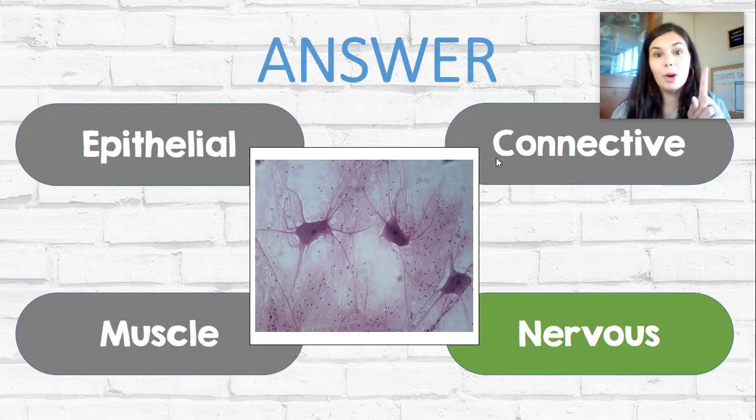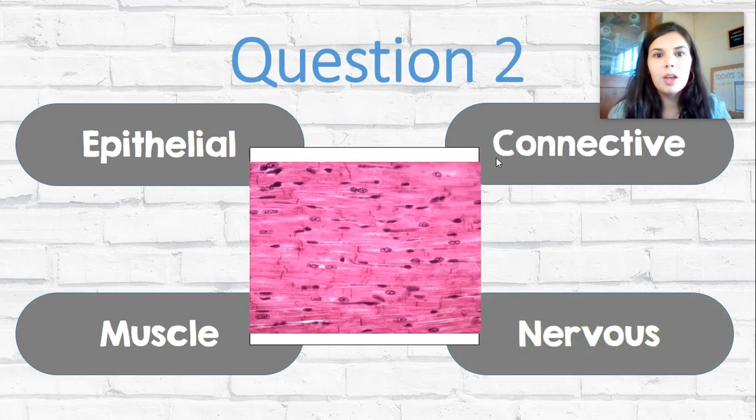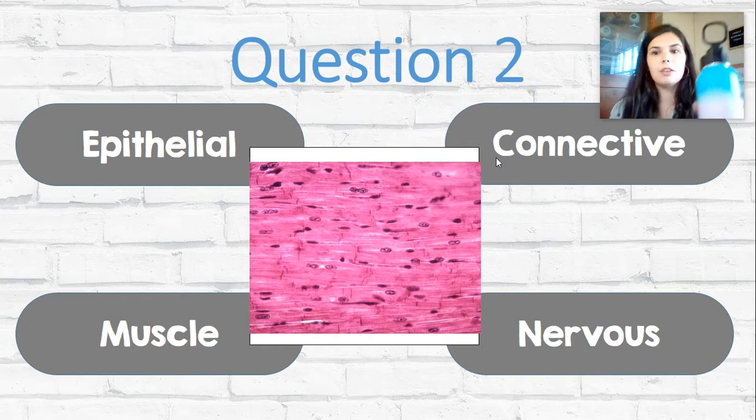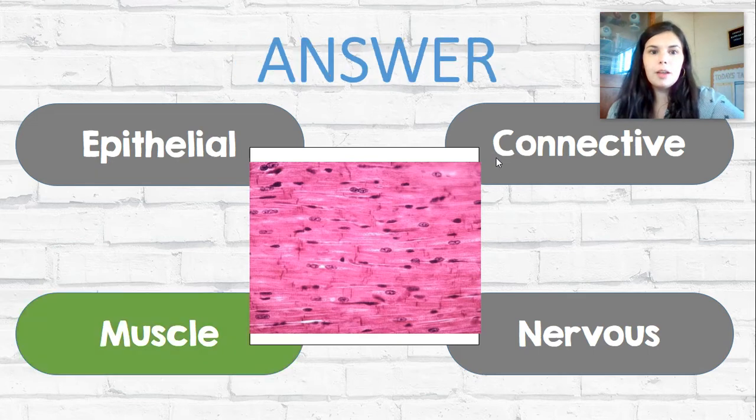Okay, so now that we've done one question, hopefully you see how this is gonna go. We're gonna speed through these a little faster. If you ever need to pause to think about it, you can do that on your computer. Question number 2, what kind of tissue is this? Again, just hover your mouse or hover your finger over the answer. The answer is muscle tissue.